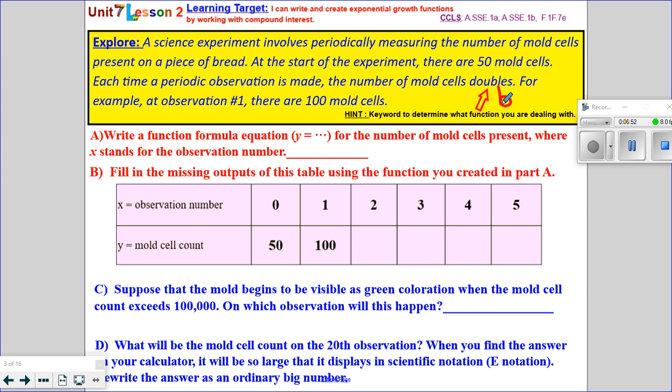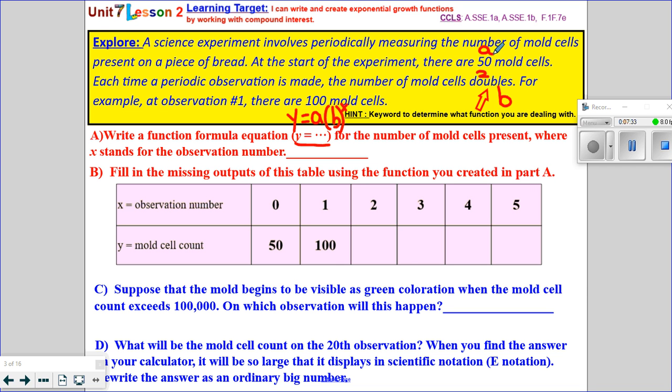So what's happening here is that this is the x. This is a function formula for the x. A says write a function formula, equation, y equals, and remember, what is it? Y equals a times b to the x. So that's the format we need, because this is an exponential function. So we're going to write it. This is the b, it doubles. The initial amount is the a.